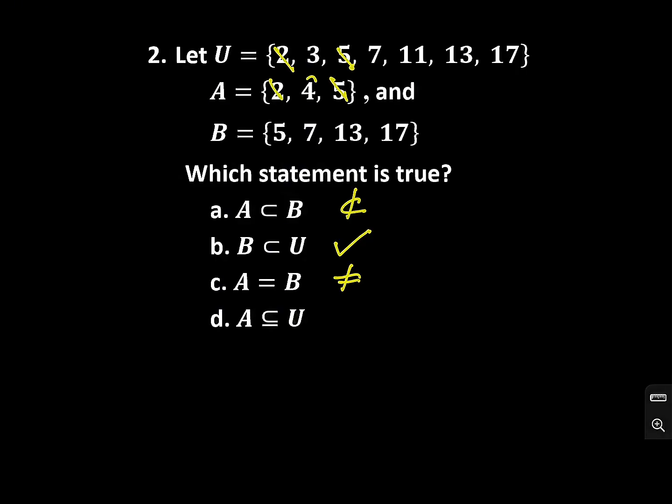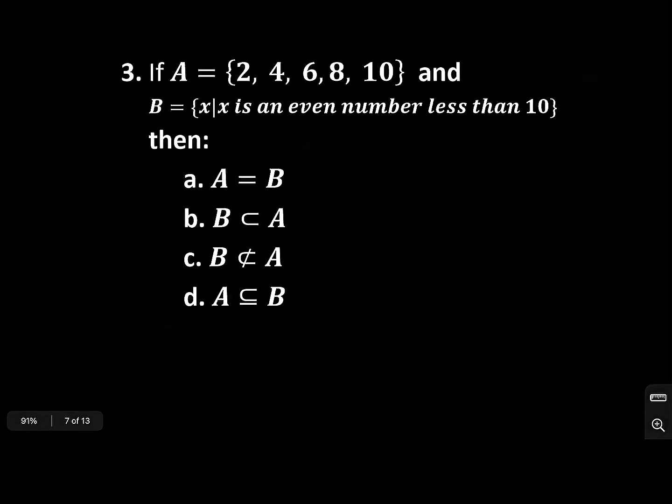While in letter D, A is a subset of the universal set, but 4 cannot be found in the universal set. So A is not a subset of the universal set.